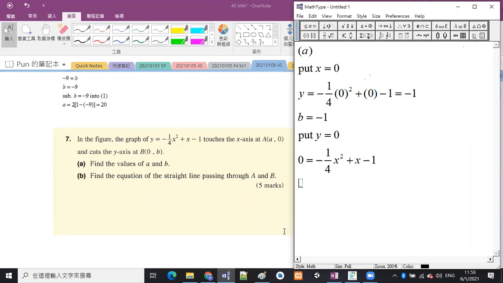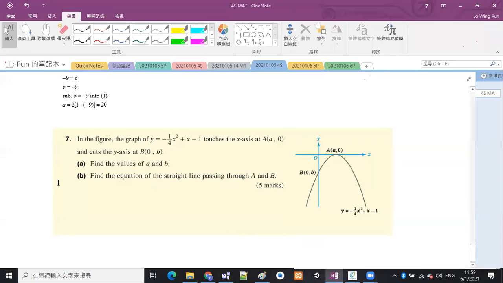If I multiply the whole equation by negative 4, like this, x is equal to 2. Okay, it's a double real root, right? Because it touched the x-axis at one point only. And this 2 will be the x-intercept. That is A. So that is the answer of part A.